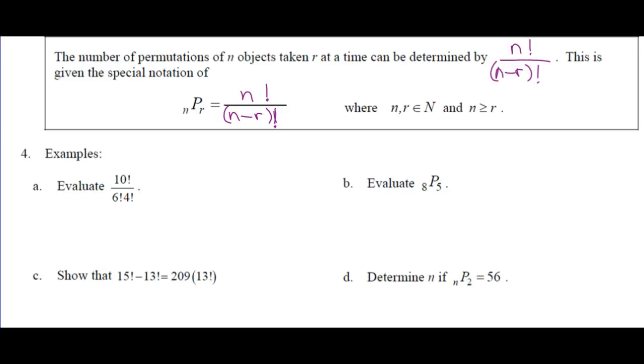Where n and r belong to the natural numbers, not quite natural. Actually, it's the whole numbers because you can have 0. And n is greater than or equal to r. So if you're choosing, you cannot choose 8 objects from a set of 7. That makes no sense. I can't do that. So n has to be greater than or equal to r. Examples.